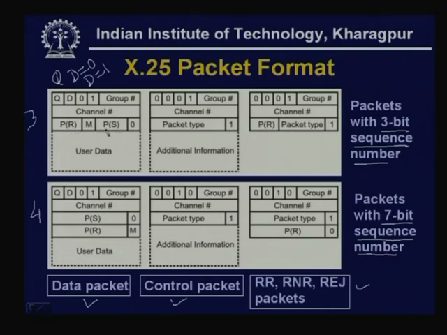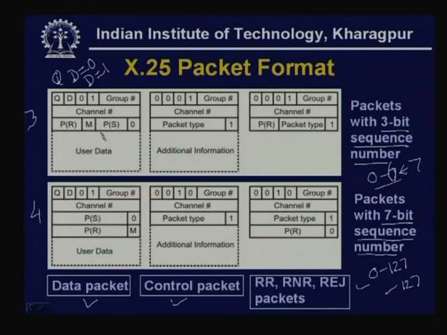Then the PR and PS, these two are used for acknowledgement and flow control. For example, the PS, the sender uses this as the sequence number of the packet. That sequence number can be from 0 to 7 if it uses a 3-bit sequence, or it can be 0 to 127 if it uses a 7-bit sequence number. So it cannot be 8 or 128.